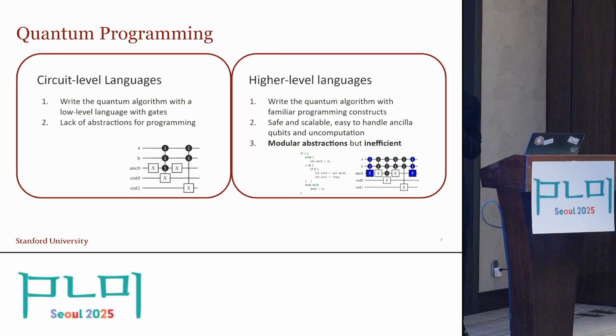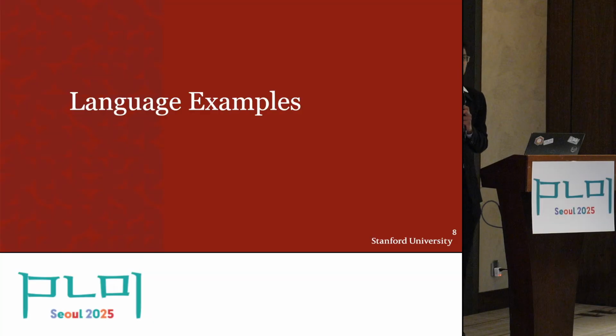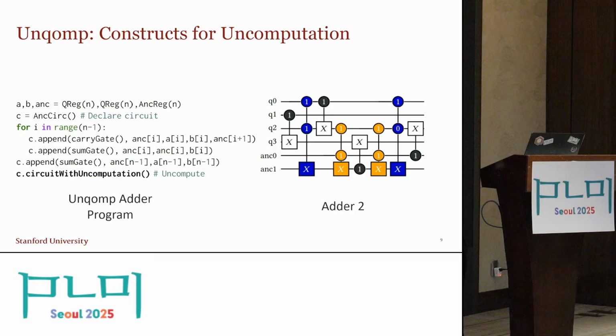Their modular abstractions can sometimes lead to inefficient circuit design. That's where Spire comes in. It's a tool for compiler-generated circuits and leverages the abstractions present in these languages to optimize these circuits further. So let's walk through two language examples to see what we'll be dealing with in this presentation.